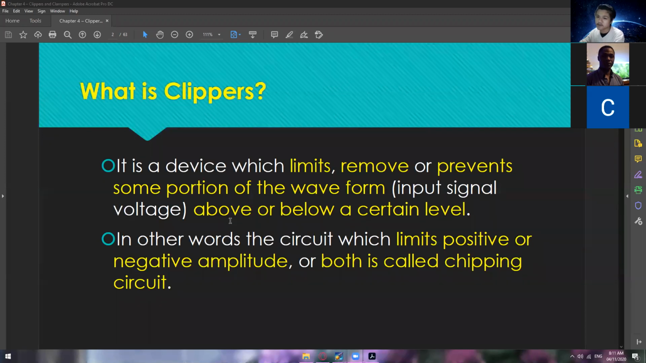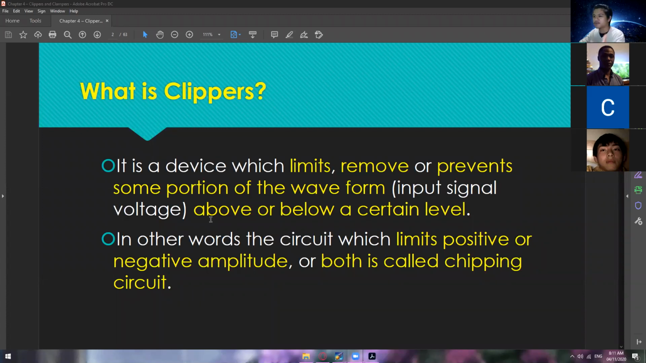All right. Okay, so the first thing that you need to know is what is clippers. It is actually very straightforward, nothing fancy or nothing tricky. When you say clippers, it clips or it limits or it removes or it prevents any of those, by definition, some portion of the waveform. So what is that waveform? It is the input signal. It could be from above or below a certain level.